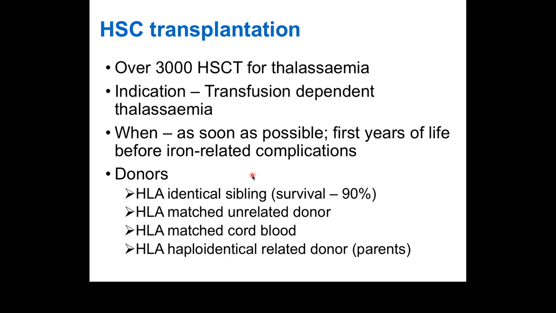Other possible donors that can be used for hematopoietic stem cell transplantation are HLA matched unrelated donors who are found from the donor registries, or HLA matched cord blood, or haploidentical related donors. That is, one of the parents. One of the parents will be half matched to patients with thalassemia. So parental donors can also be used. But I repeat, the success rate with these donors is much less than using HLA identical sibling donors.